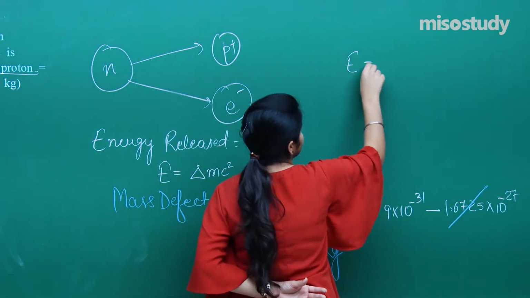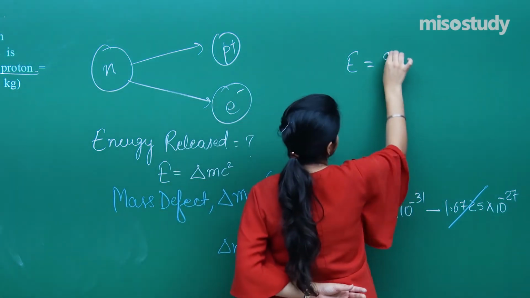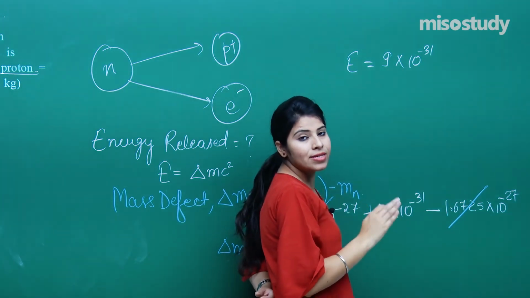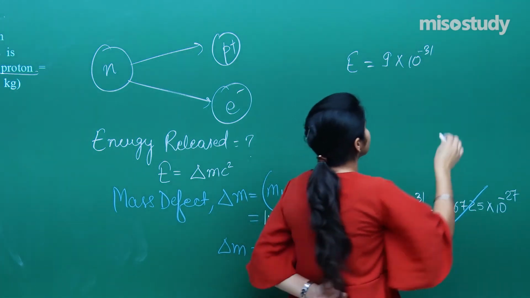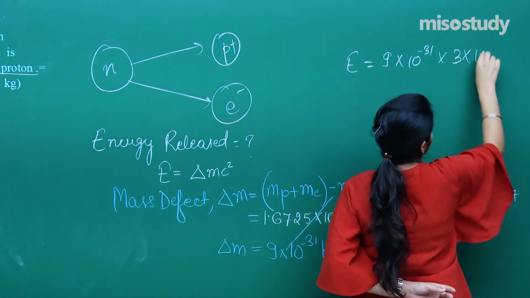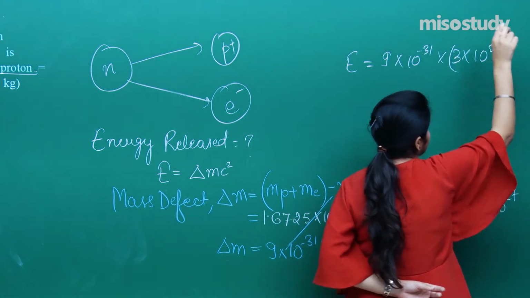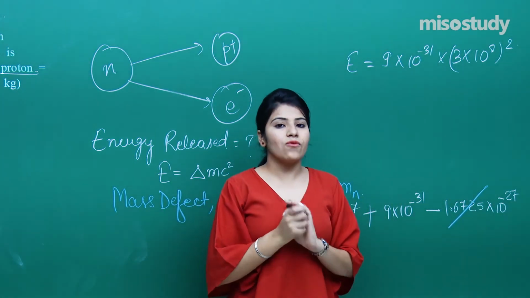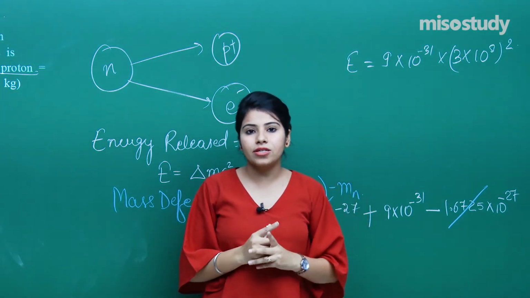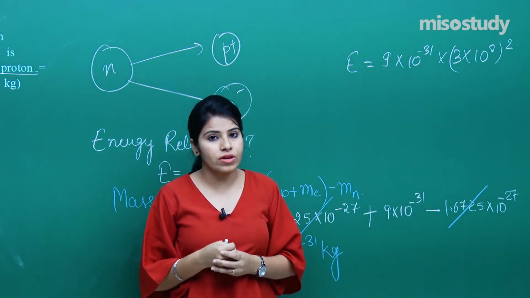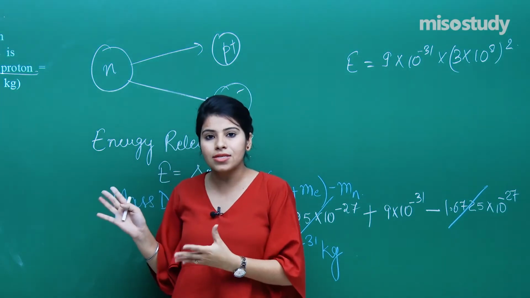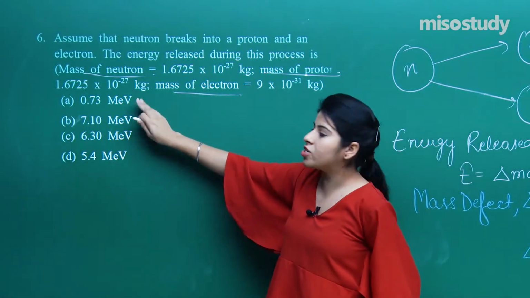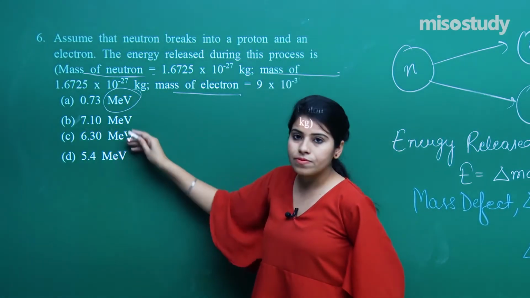E will be equal to delta M into c square. Speed of light is denoted as c, and c is nothing but 3 into 10 raised to the power 8, squared. Now, let me focus on the options to see what unit we have to find the energy in. So we have to find the energy in mega electron volt, right?